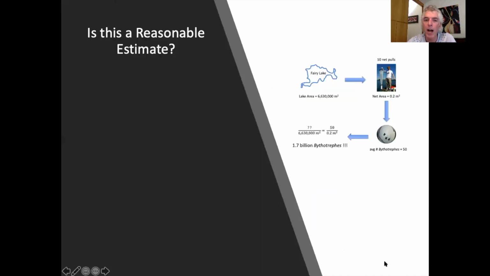So let's think about that number for a minute. Is this a reasonable estimate? This 1.7 billion is the best information that we've got. It's probably not the exact right number, but it's the best information that we have from the sample that we collected.